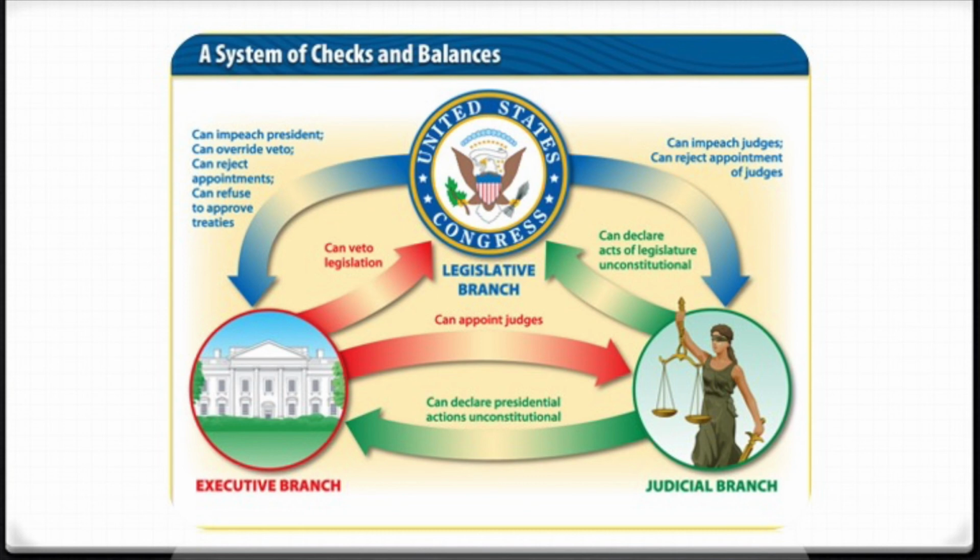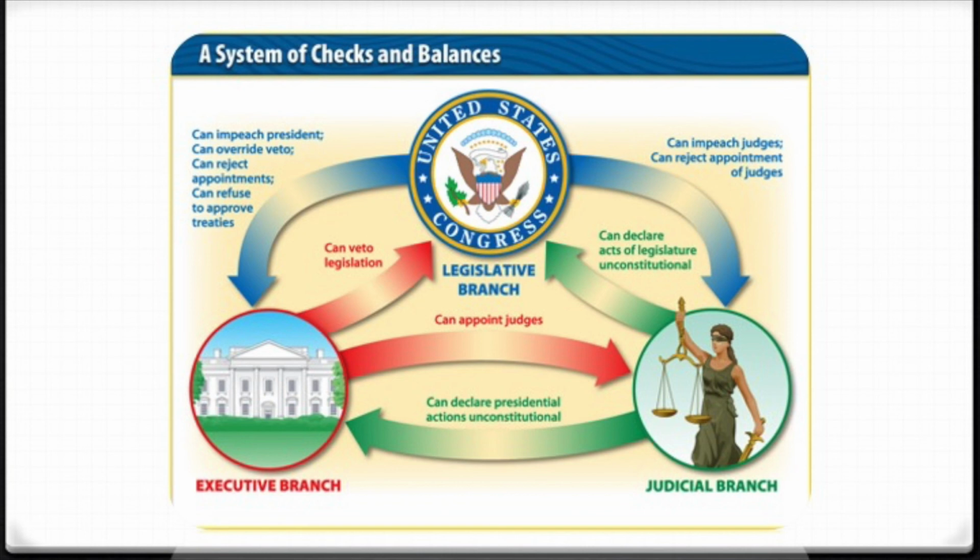So here's a little system of checks and balances slide for you. Congress is at the top, the President is in the lower left, and the Supreme Court is on the right. Congress can impeach the president. They can override a veto. They can reject appointments. They can refuse to approve any treaties, whereas the president can veto legislation.